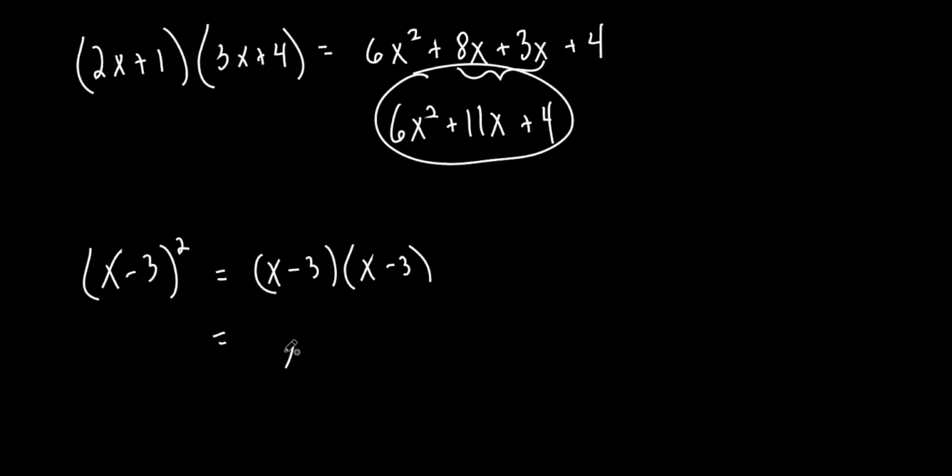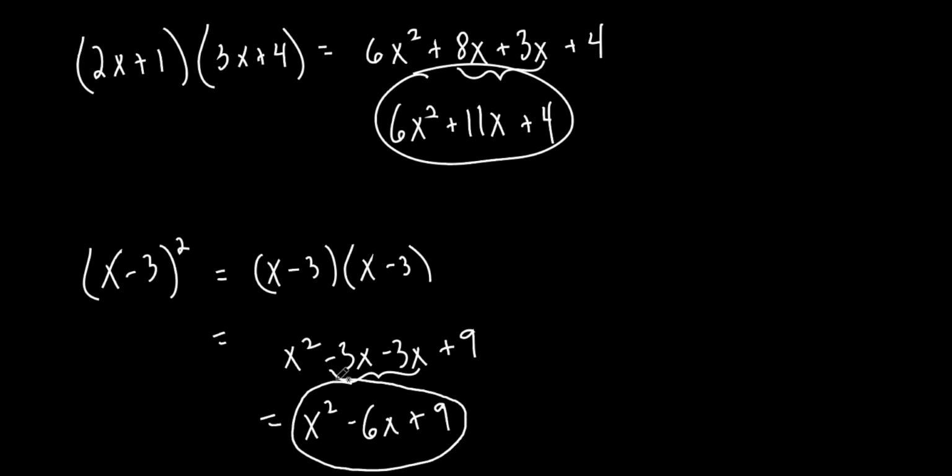Hold on. X squared. Then outside is negative 3x. Inside is negative 3x. And then the last is positive 9. So I've got negative 3x minus 3x is negative 6x plus 9. And that is how you do that. That gets people mixed up. So make sure you understand that.